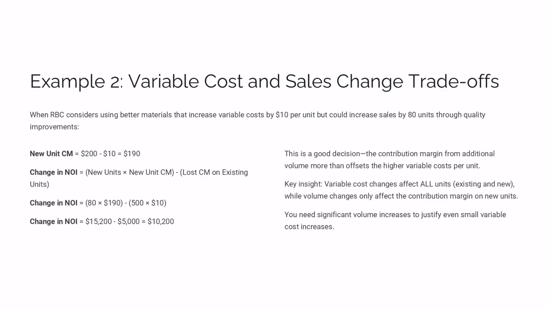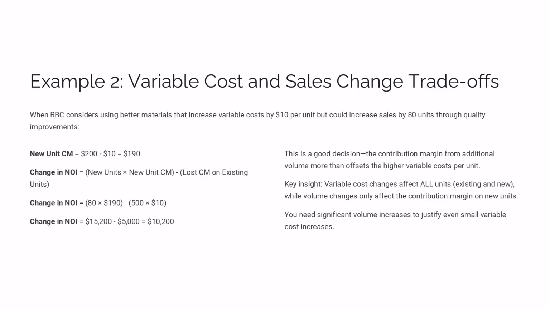When RBC considers using better materials that increase variable costs by $10 per unit, but could increase sales by 80 units through quality improvements, the net effect is calculated as change in NOI equals new units times new unit CM minus lost CM on existing units, equals 80 times $190 minus 500 times $10, equals $15,200 minus $5,000, equals $10,200, where the new unit CM is $190, and we lose $10 on each of the existing 500 units.